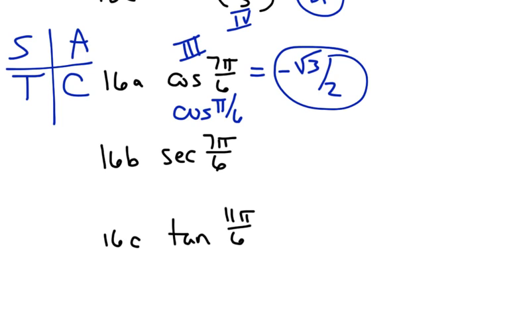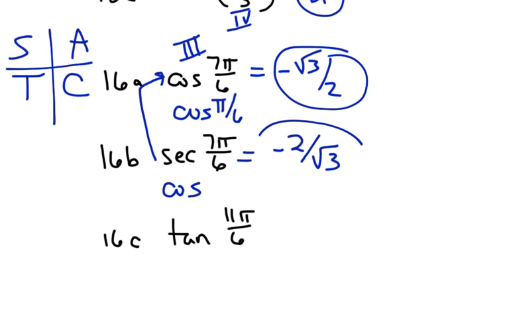The secant of 7 pi over 6 has to be the reciprocal of the cosine of 7 pi over 6. Hey, I already found the cosine of 7 pi over 6. So all I have to do is flip that fraction. And the answer must be negative 2 over the square root of 3.